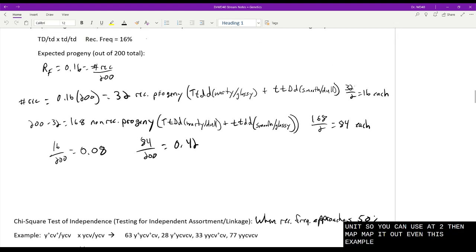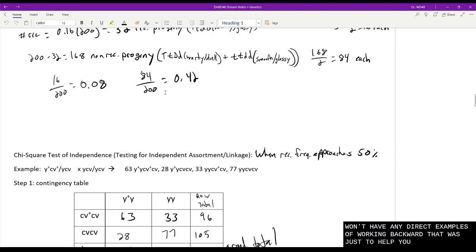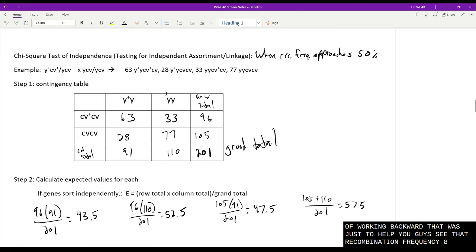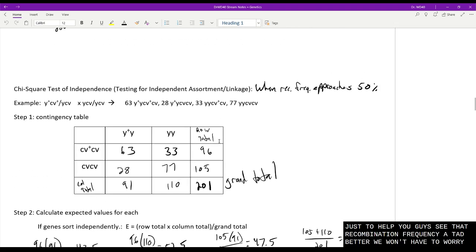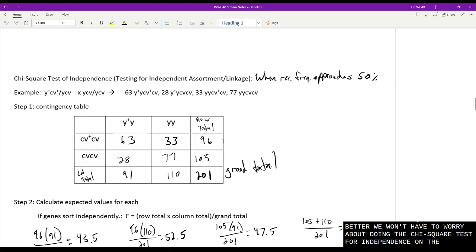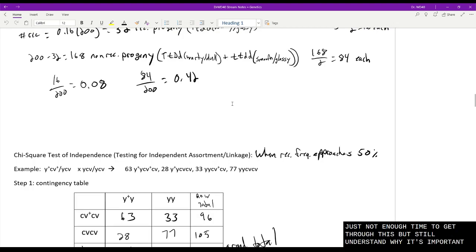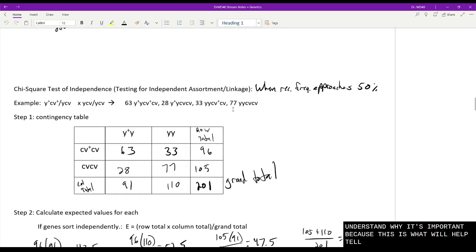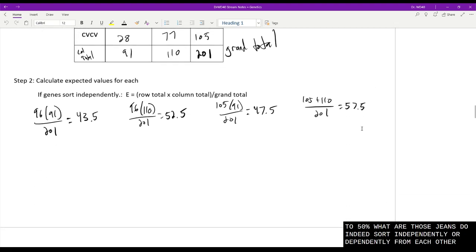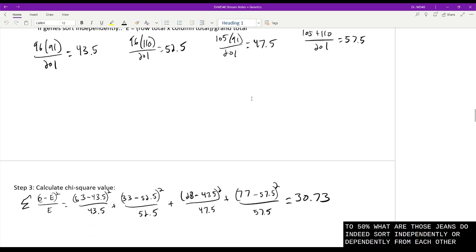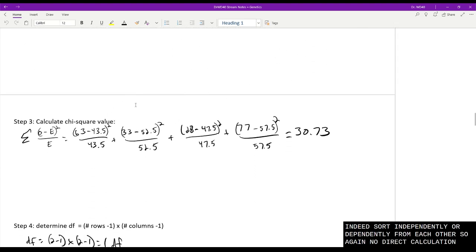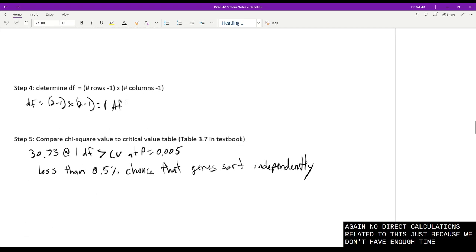And then this example here, we worked backward. I won't have any direct examples of working backward. That was just to help you see that recombination frequency a tad better. We won't have to worry about doing the chi-square test for independence on the exam, just not enough time to get through this, but still understand why it's important, because this is what will help tell you, if we are close to 50%, whether those genes do indeed sort independently or dependently from each other. So again, no direct calculations related to this just because we don't have enough time on the exam.